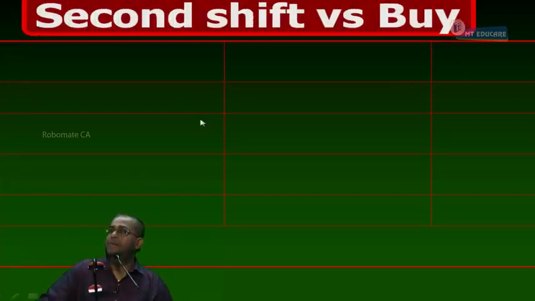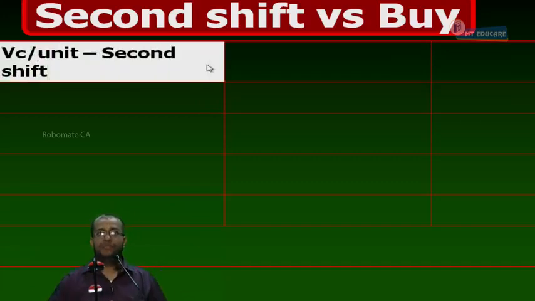Second shift versus buy. Step number, tell me. Step number 4. Second shift versus buy. So my requirement is 1,625. That you are clear or not? Second shift versus buy. Okay. Write down. Variable cost per unit, second shift.